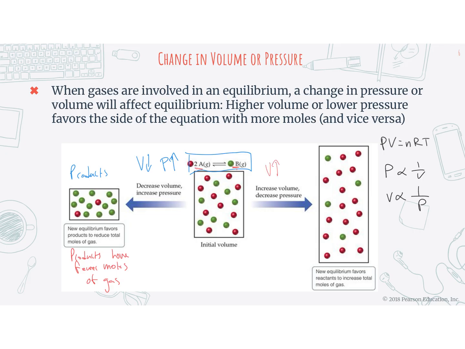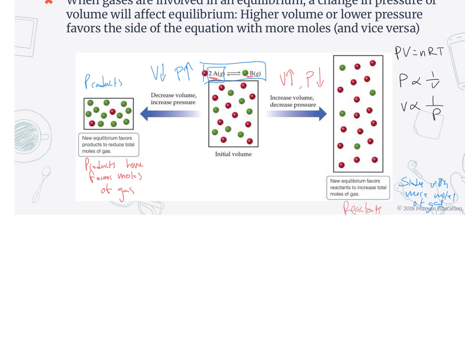Conversely, if we increase volume, this is going to decrease the pressure because the molecules aren't hitting the sides of the container with as much force. What this essentially means is that you're going to favor reactants, or the side with more moles of gas. You can see here, in this case, our reactants have more moles of gas. So if we increase the volume, we're going to favor the side that has more moles in order to get the pressure back to where it was, so that there are more molecules hitting the walls of the container.